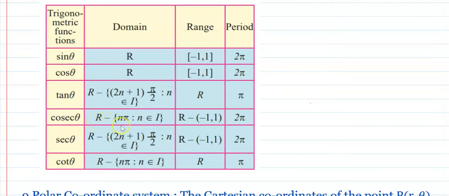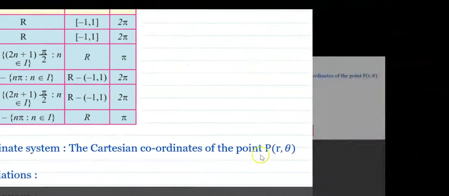Cosec theta: domain is R minus {n pi} where n belongs to I, and range is R minus (-1, 1), and its period is 2 pi. Sec theta: domain is R minus {(2n plus 1) into pi by 2} where n belongs to the set of integers, range is R minus (-1, 1), and its period is 2 pi. Cot theta: domain is R minus {n pi} where n belongs to I, its range is capital R and the period is pi. Okay, you have to remember all this.